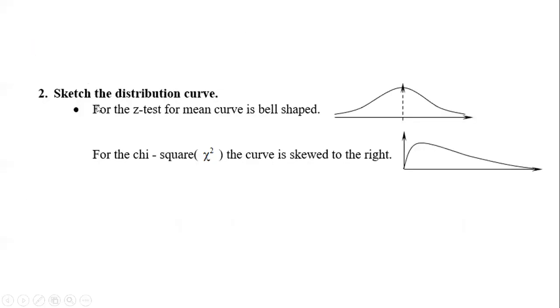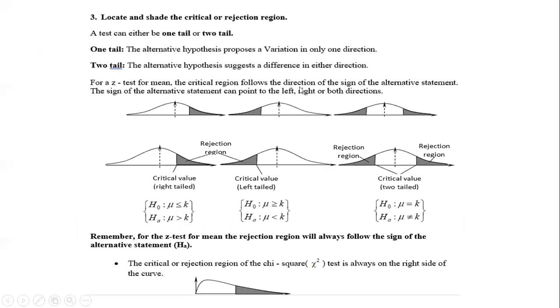Second step, you have to sketch a curve. For the z-test, it will be a normal curve. For the chi-square, it will be a curve skewed to the right. Third step, a critical region has to be obtained. Okay, bear in mind, we call that the critical region approach.